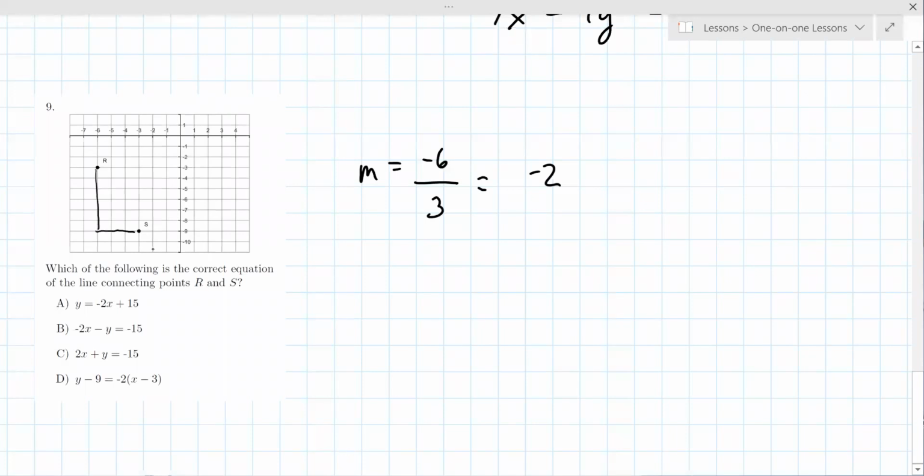So this is where you might want to just pay attention to the fact that this one's in point slope form. So you might want to start with that one to see if it's right. So they're sort of using point S, which is y plus 9, as you can see is incorrect because this is -9, but y plus 9 equals -2x plus 3.